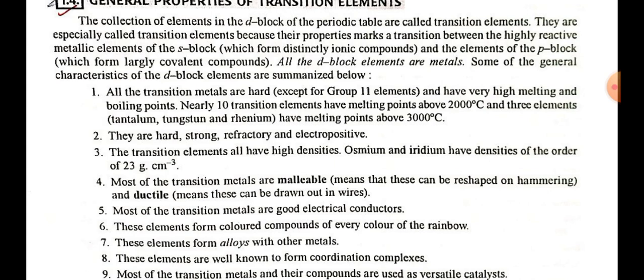These elements are well known to form coordination complexes. Most of the transition metals and their compounds are used as versatile catalysts. Most of the transition metals form paramagnetic compounds. Transition metals exhibit several oxidation states. Transition metals in general are comparatively unreactive. Only a few metals such as iron are electropositive enough to react with acids.